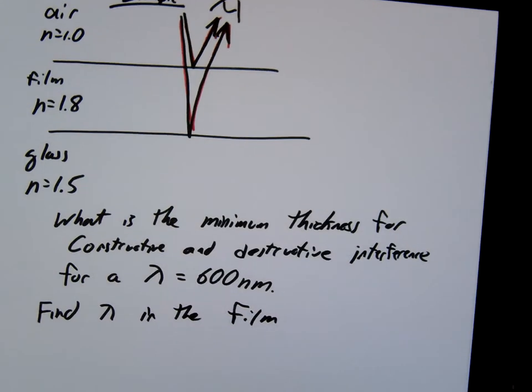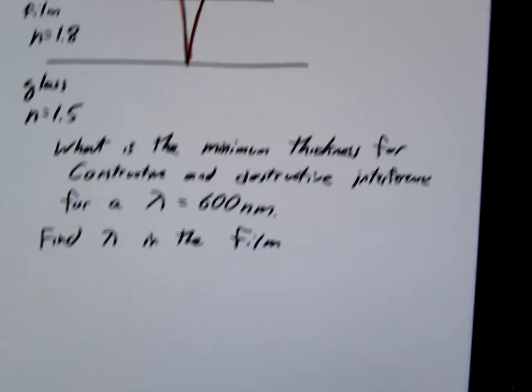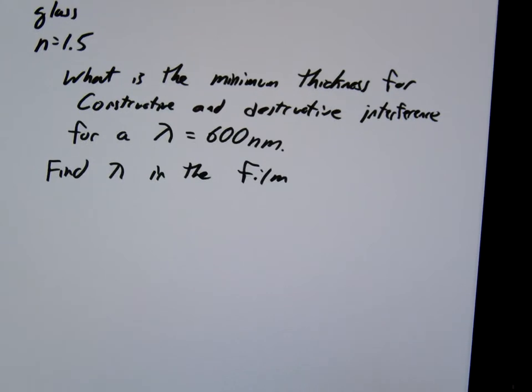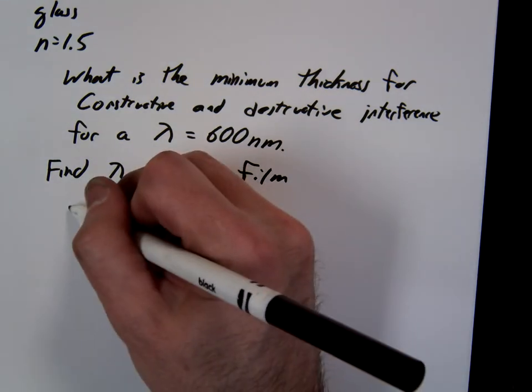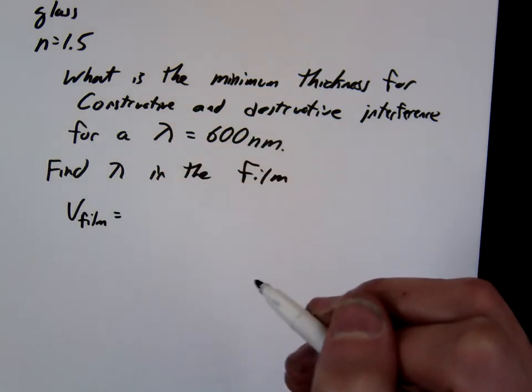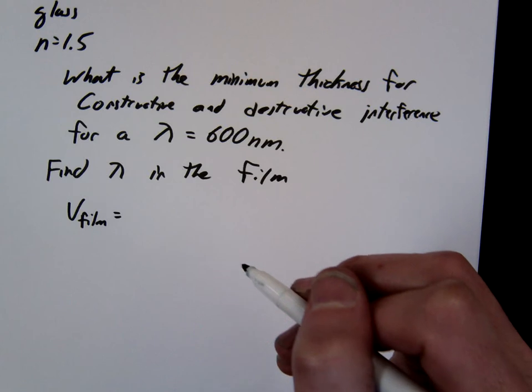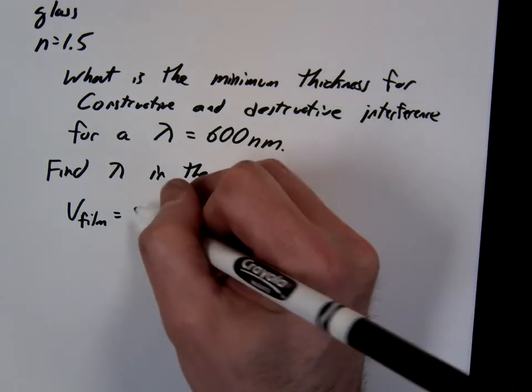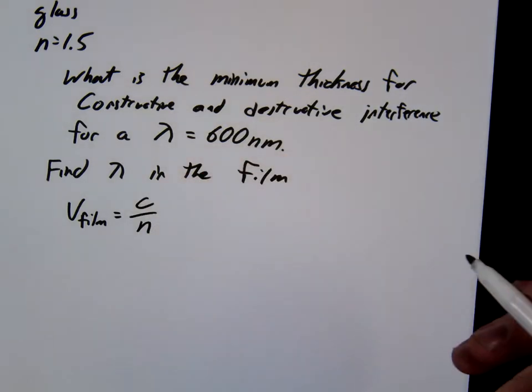So this is a procedure that we did last unit. Not that long, seems like a long time. Find lambda in the film. Okay, so here's the procedure. It's kind of a three-step procedure. First of all, what happens to the velocity in the film? Slows down. So the first thing you're going to want to do is find the velocity in the film. Anyone remember the equation for that? C over N. Good.